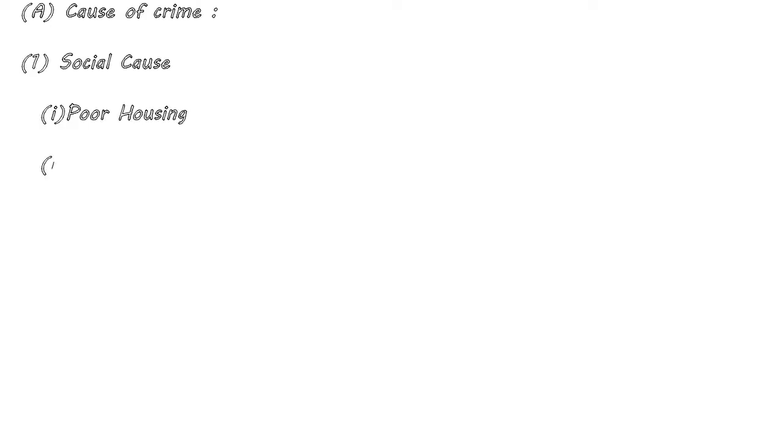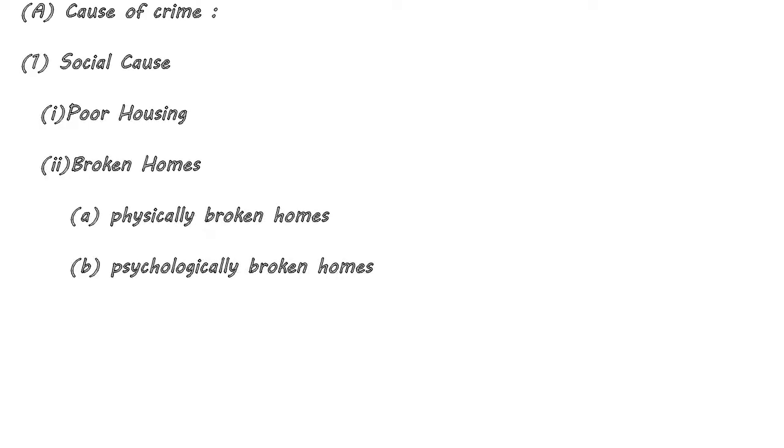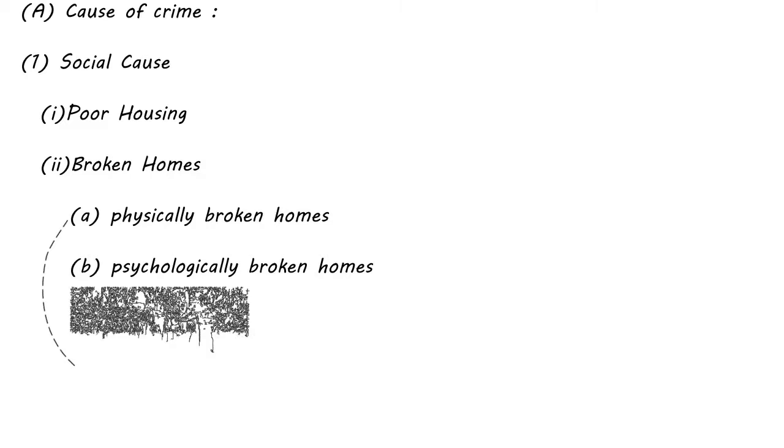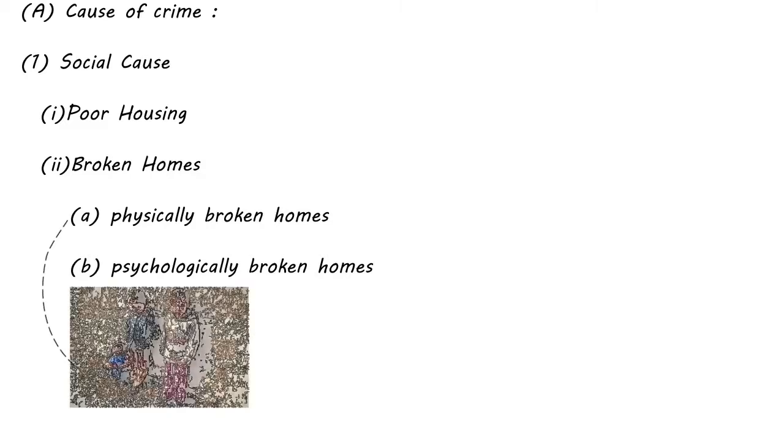Causes of crime. The first one was social causes, and in it, poor housing. Poor housing is nothing but a child who was born and brought up in poor housing, who was economically backward. Number two was broken homes, which is subdivided into physically broken homes and psychologically broken homes. Physically broken homes are nothing but children who don't have both the parents or have only one parent.